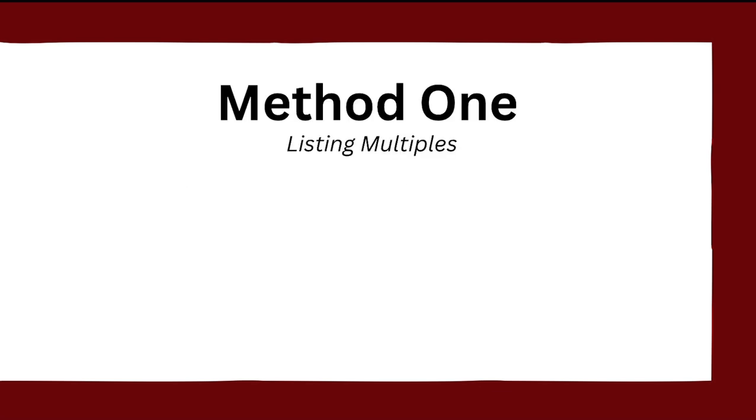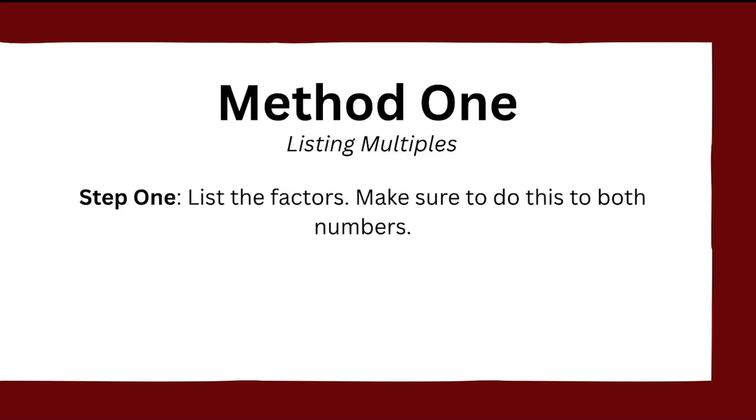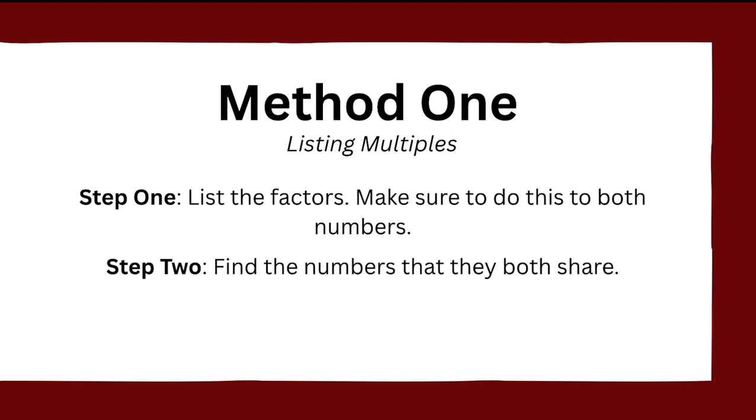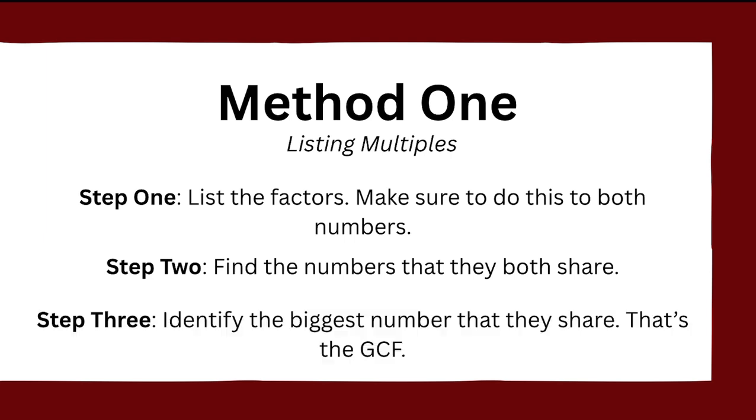So, for greatest common factor, method one is listing multiples. The very first step to listing multiples is to list the factors. Make sure to do this for both numbers you are given, because once again, greatest common factor is finding the common factor between two or more numbers. That leads us into our second step, which is finding the numbers that they both share. Once you do that, you go on to your third step, which is identifying the biggest number that they share, and that's the greatest common factor. And that's all you have to do for method one, listing the multiples.